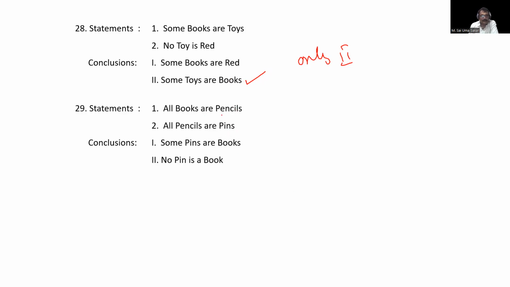Next, all books are pencils. Some pencils are books, some books are pencils. No, all pencils are pins. Some pins are pencils, some pencils are pins. Not there. Next, middle term pencil distributed. Yes. Now, some pins are books.